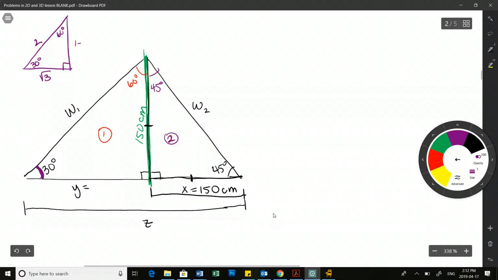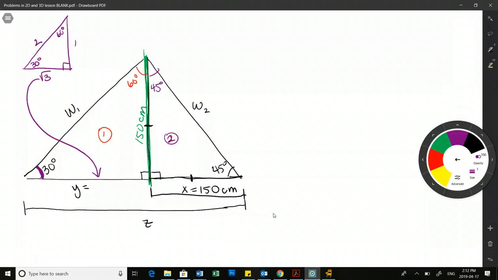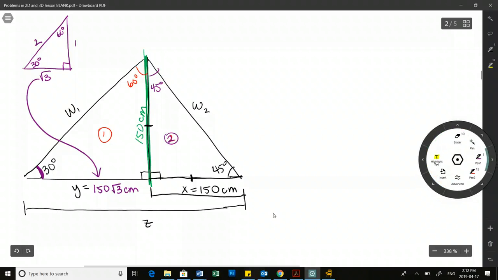So what am I doing to get from 1 to 150? What's the scale multiple here? See? We're multiplying by 150. So could I potentially take root 3 and multiply it by 150 to get this bottom length here? Okay, so 150 root 3. Agreed? Okay, so we're just using the idea of scalar multiples here to find that missing element.